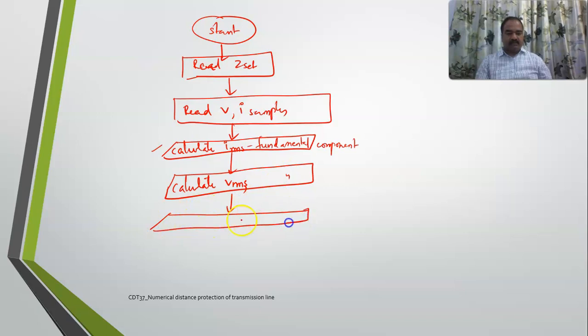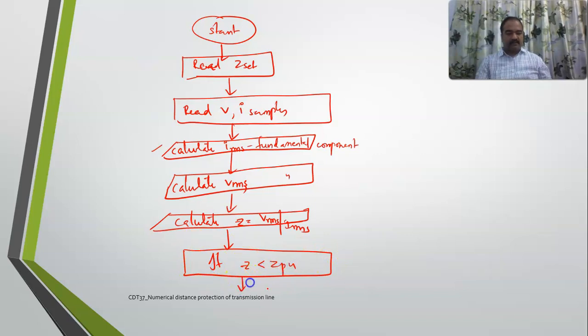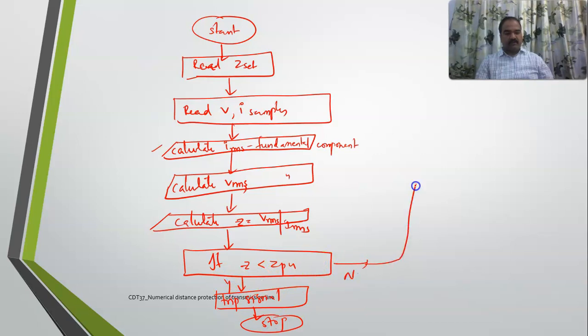Again, what you will do, you will calculate Z, which is equal to VRMS by IRMS. Now, you will check Z against the set value, and then automatically the trip signal is to be issued, and you will stop the process. This is for yes. If it is no, then you will go back to your measurements.